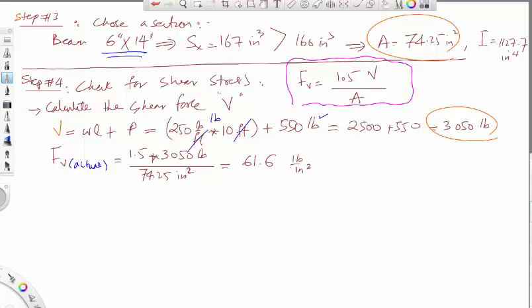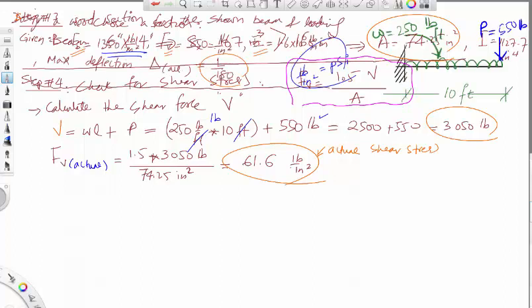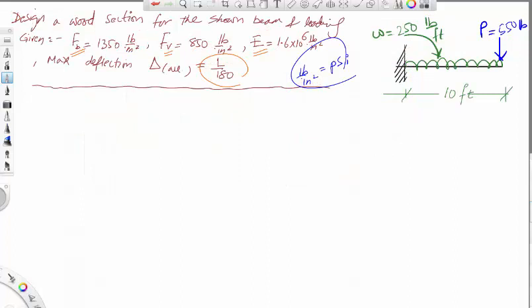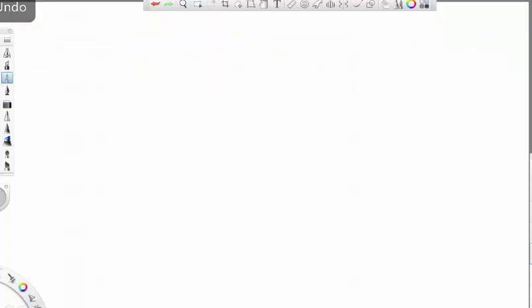So we need to compare this value, the actual shear stress, to the maximum allowable shear stress, which is given in the question. If you go to the question itself, you see the maximum allowable shear stress is given as 850 pound per square inch. So let's go back to our calculation.